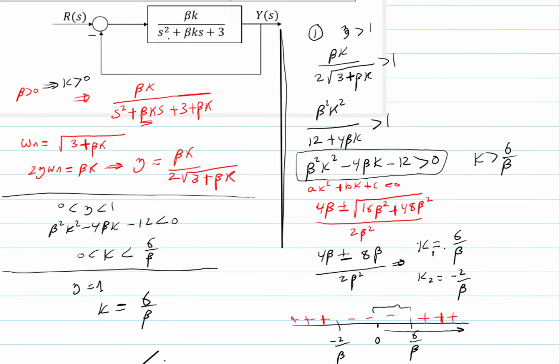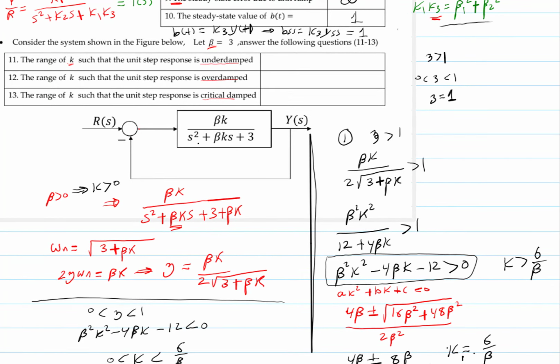So now we can write the value of k for each case. When the response is underdamped, k is greater than 0 and less than 6 over beta. When the response is overdamped, k must be greater than 6 over beta, and when the step response is critically damped, k is equal to 6 over beta. So now just substitute your beta here and you can get the range of k that satisfies the step response in the question. That's it.